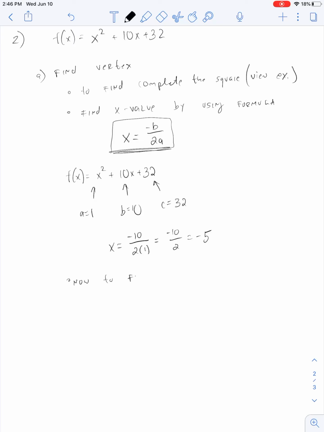So now to find y, you evaluate the function, right, by replacing x with -5, because that's what we found there. So we can rewrite it as y = x^2 + 10x + 32. So now we replace each x with -5.